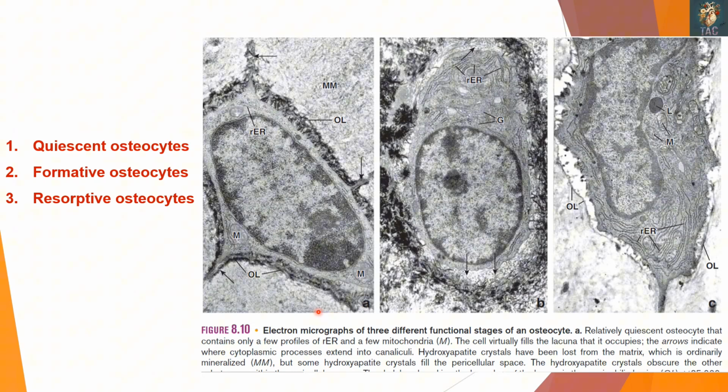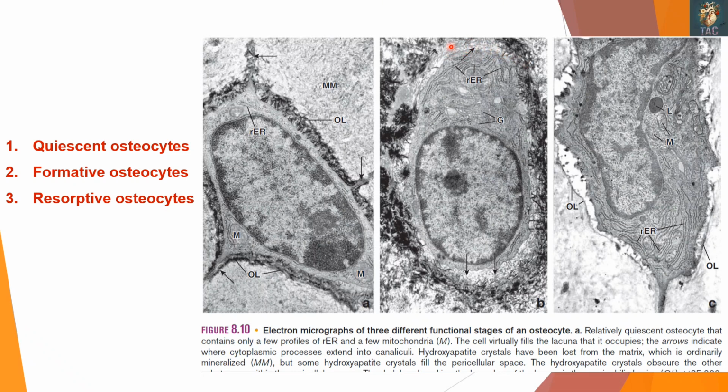These osteocytes are the quiescent osteocyte, which contains fewer profiles of the RER, and this is the osteoid lamellae which are present. Here you can see this is the formative osteocyte. This osteocyte resembles the osteoblast a little bit. It contains larger profiles of the rough endoplasmic reticulum, and here the arrows show the presence of the collagen fiber.